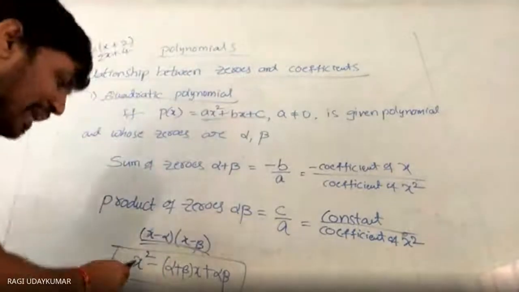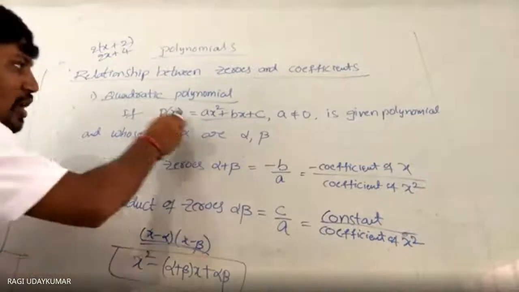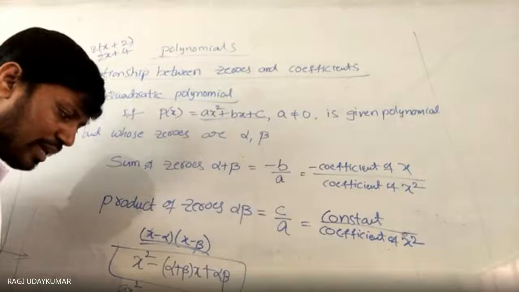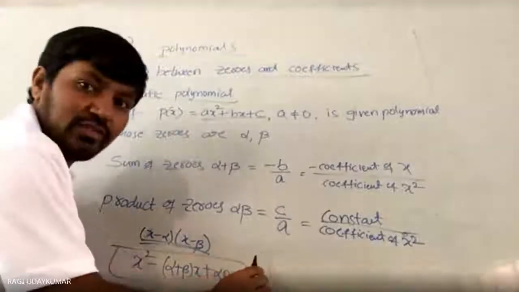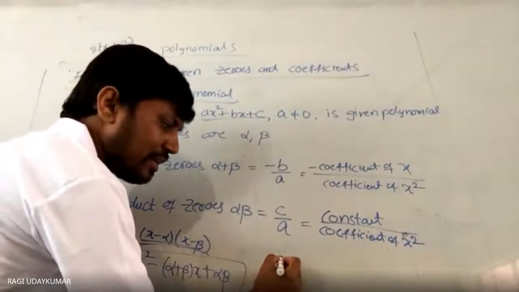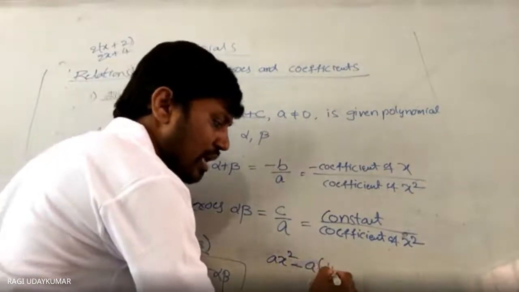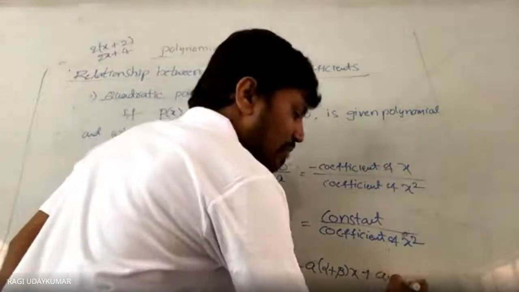So I am multiplying this polynomial by a. Why multiply by a? Because you have a x square. So I am multiplying this by a. Completely multiplying, I get a x square minus a into alpha plus beta into x plus a alpha beta.